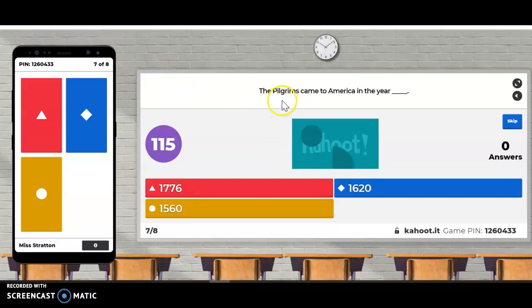The Pilgrims came to America in the year, was it 1776 for the triangle in red? The Pilgrims came to America in the year 1620 for the diamond in blue. Or the Pilgrims came to America in the year 1560 for the circle in yellow.